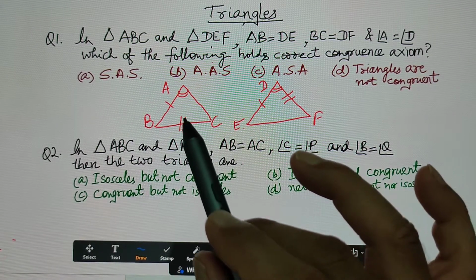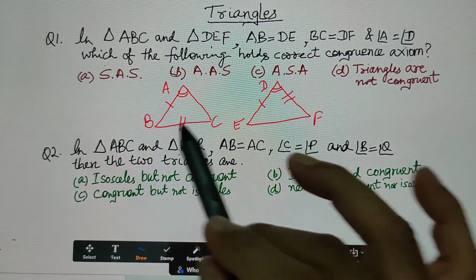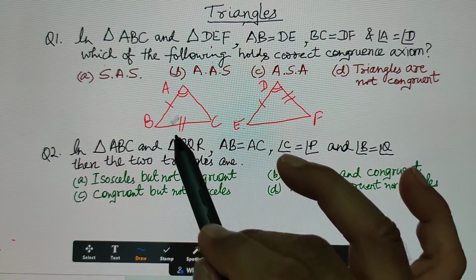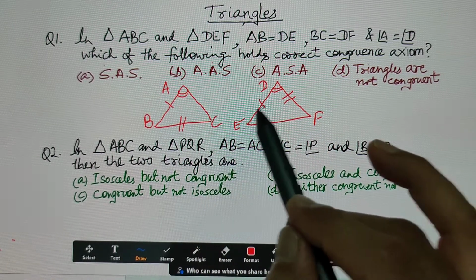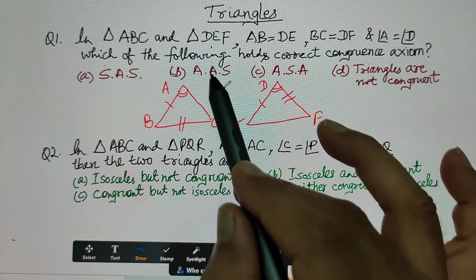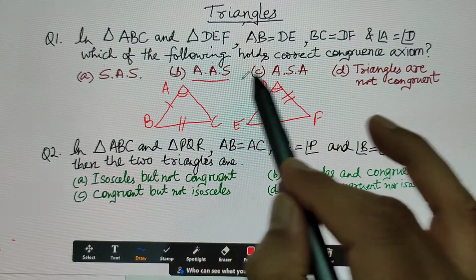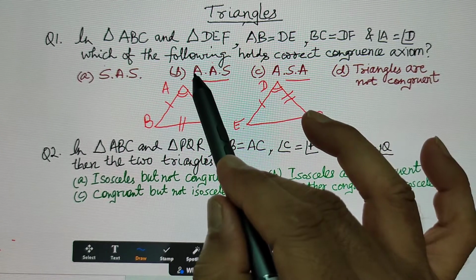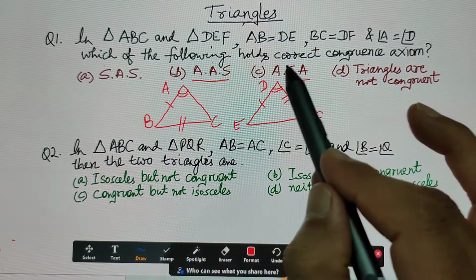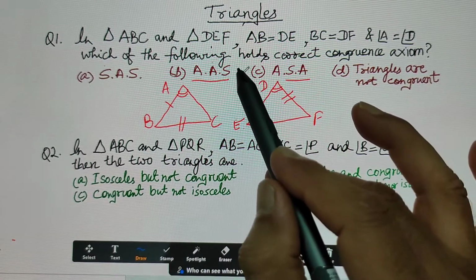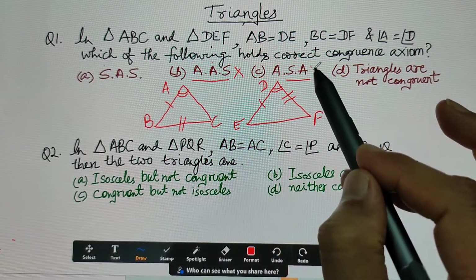Now if we were to look into the figures, in these two figures we are considering two sides and an angle. Two sides and an angle. If you see option B and option C, we have been given two angles and a side. Two angles and a side. So we are going to discard these two options.